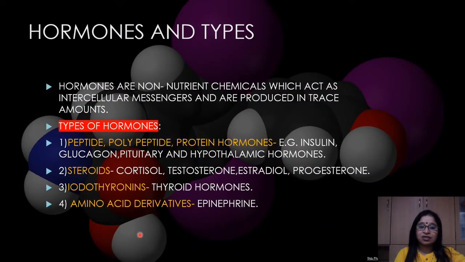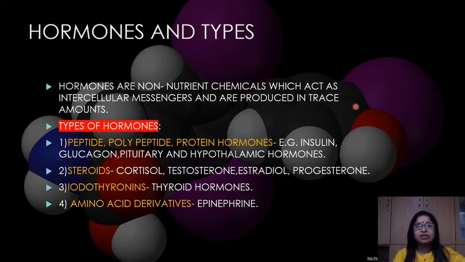Let us first again have a recap of the definition of hormones. Hormones by definition are non-nutrient chemicals which act as intercellular messengers and are produced in trace amounts. So we also call them chemical messengers in our body, and they are needed in real trace amounts. However, hypo or hyper secretion of these hormones definitely has an effect on our body.